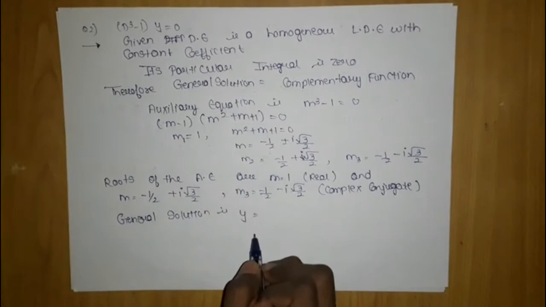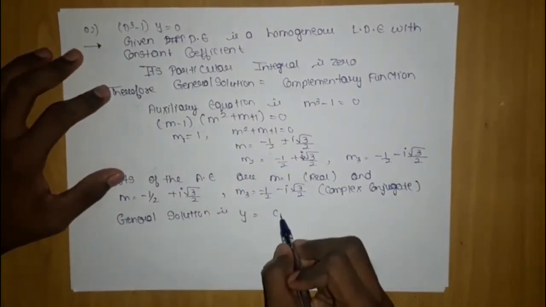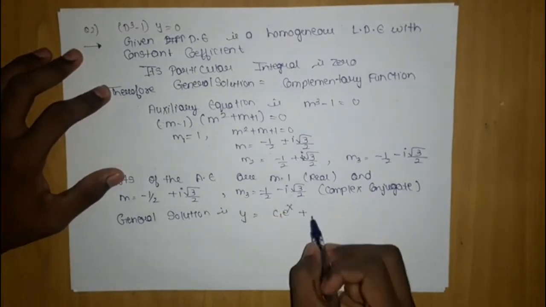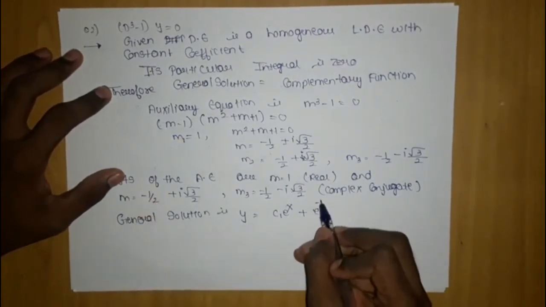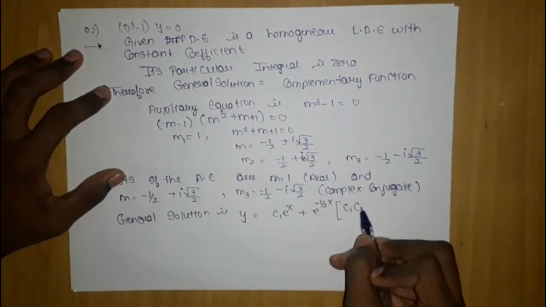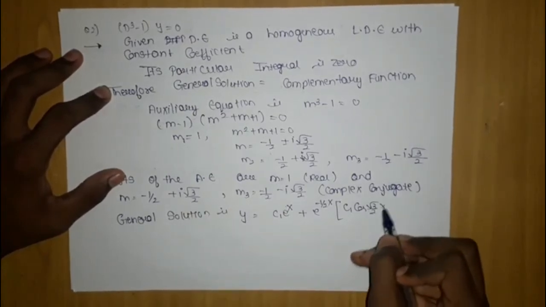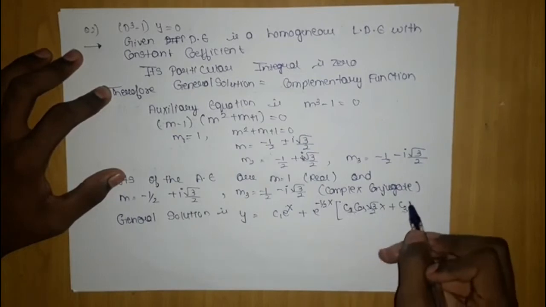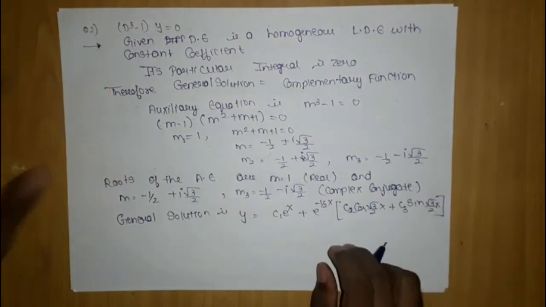The general solution is y equals, the first root is real, so c1 e to the power m1 x, which is x, since it is 1. Plus e to the power, here the real part is minus 1 by 2, so minus 1 by 2 into x, bracket c1 cos, this will be my beta, which is root 3 by 2 x, plus c2, and here c3 sine root 3 by 2 x. This is our required answer.